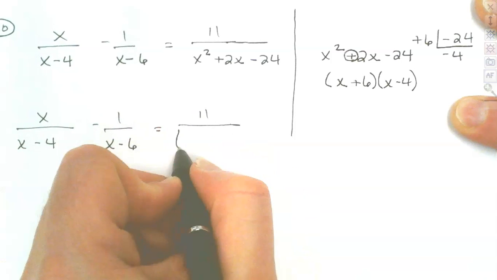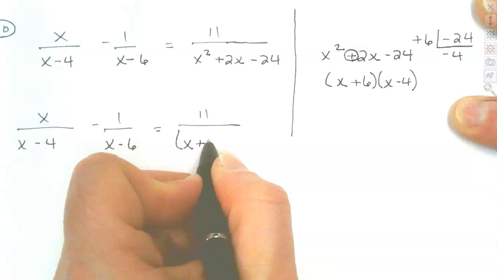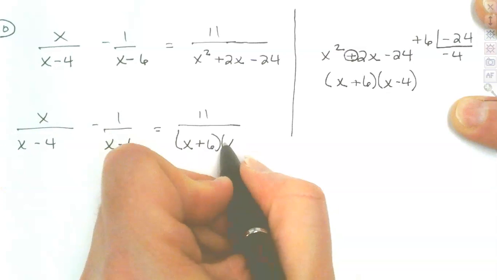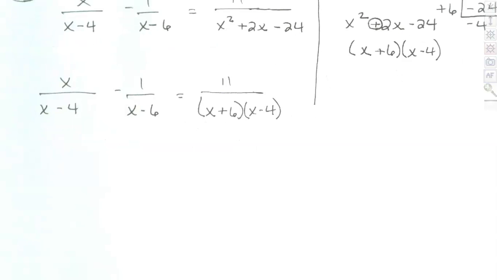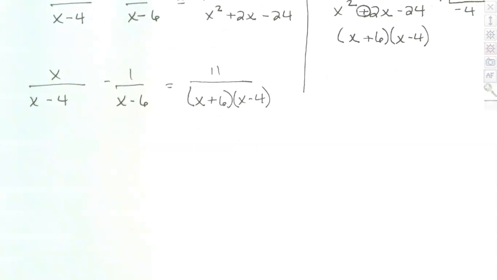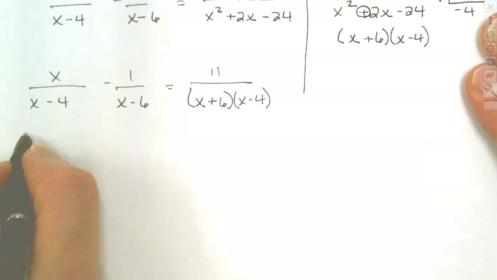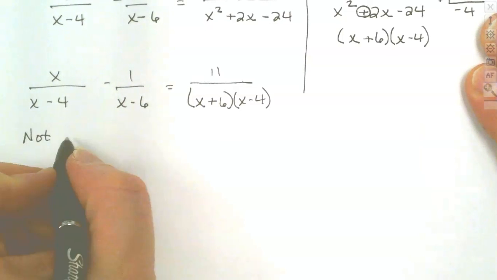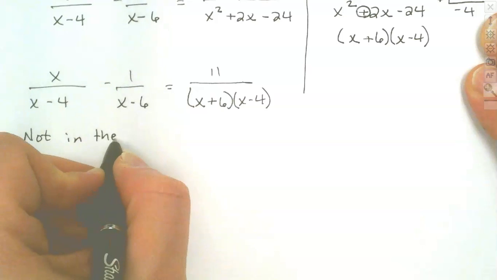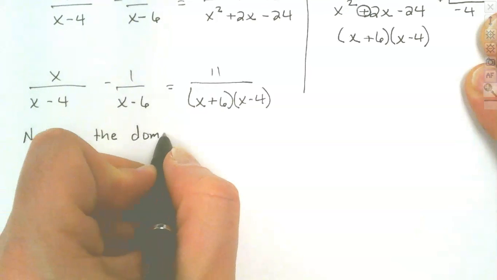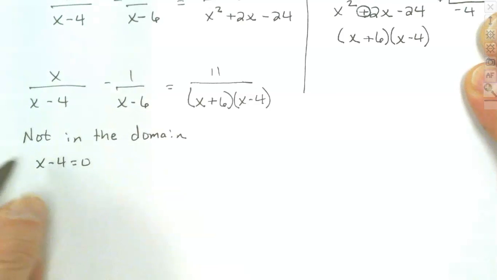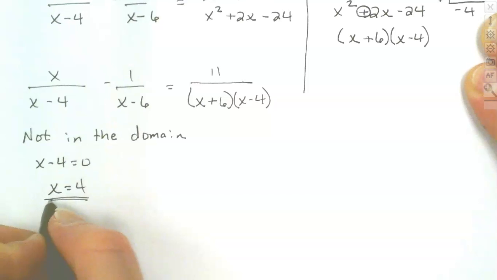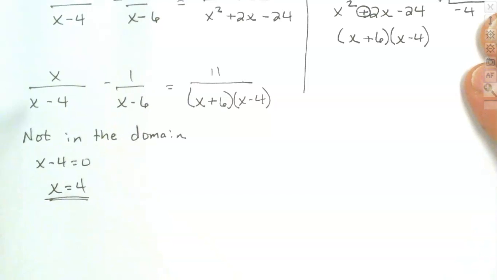This one would be complicated to solve, so we're not going to solve it. All we need to do is figure out the numbers that are not in the domain. So let's see what we've got not in the domain. x minus 4 equals 0. That means 4 is not in the domain because that gives you division by 0 there.